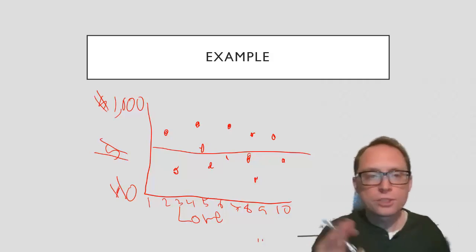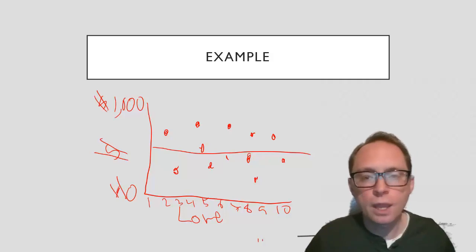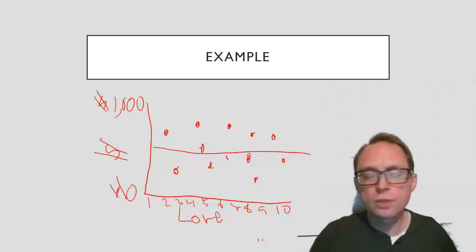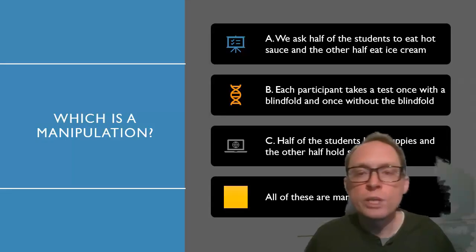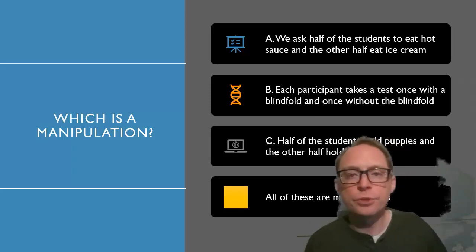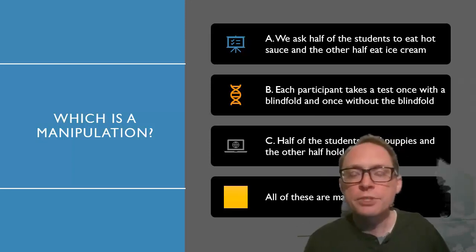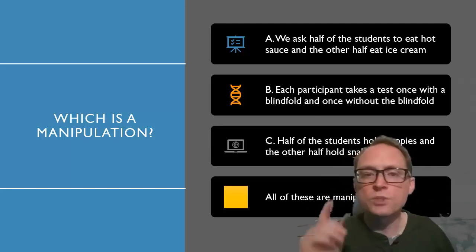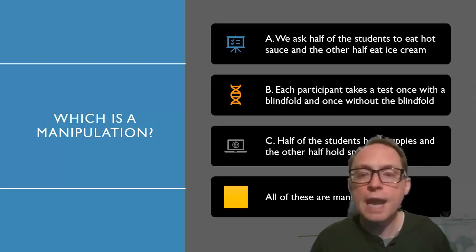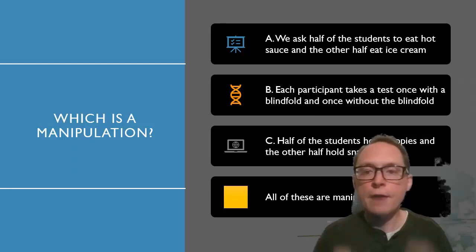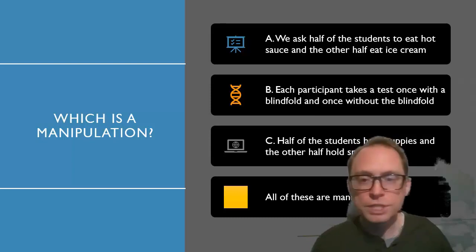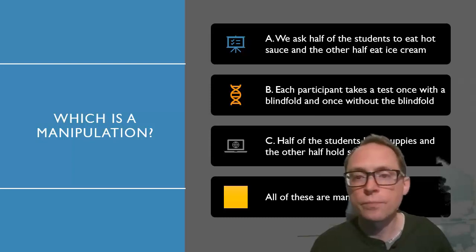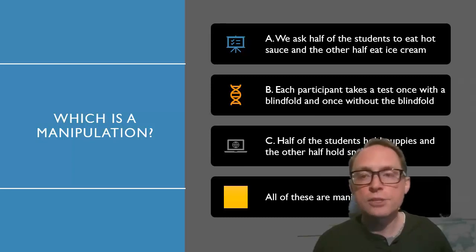Let's go ahead and end with a question, and then we will end this portion of the chapter. Which of these is a manipulation? Let me read them to you, and you'll see it again on your screen. A: We ask half the students to eat hot sauce and the other half to eat ice cream. B: Each participant takes a test once with a blindfold on and then once without a blindfold. C: Half of the students hold puppies and the other half hold snakes. And the last option, D, all of these are manipulations. So which one of these is a manipulation?